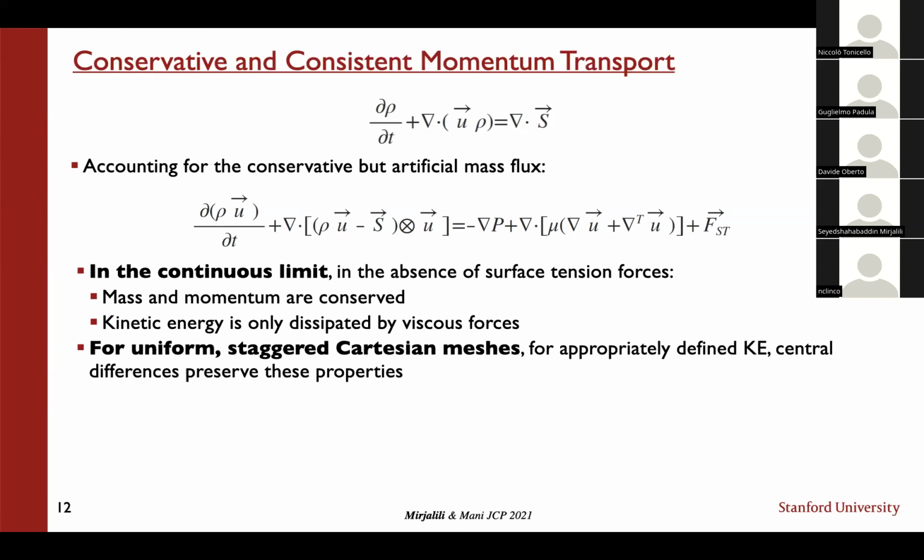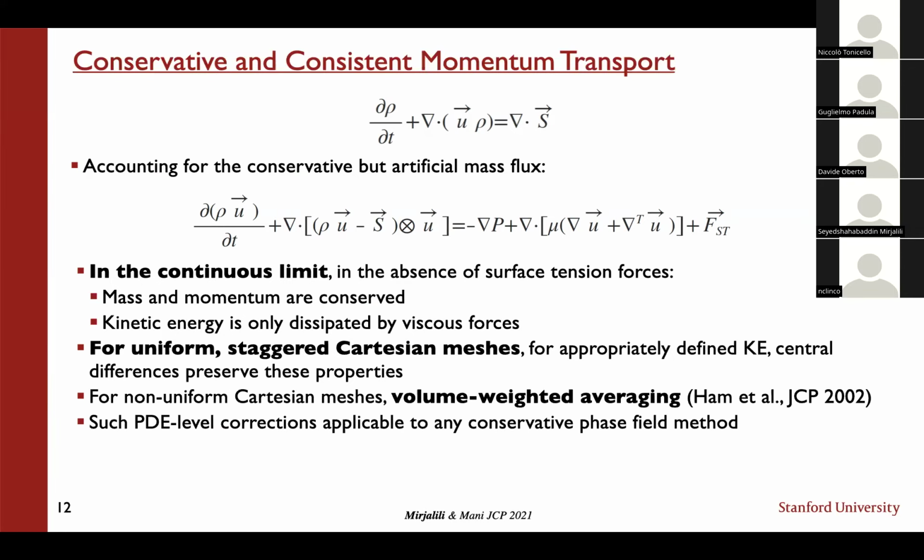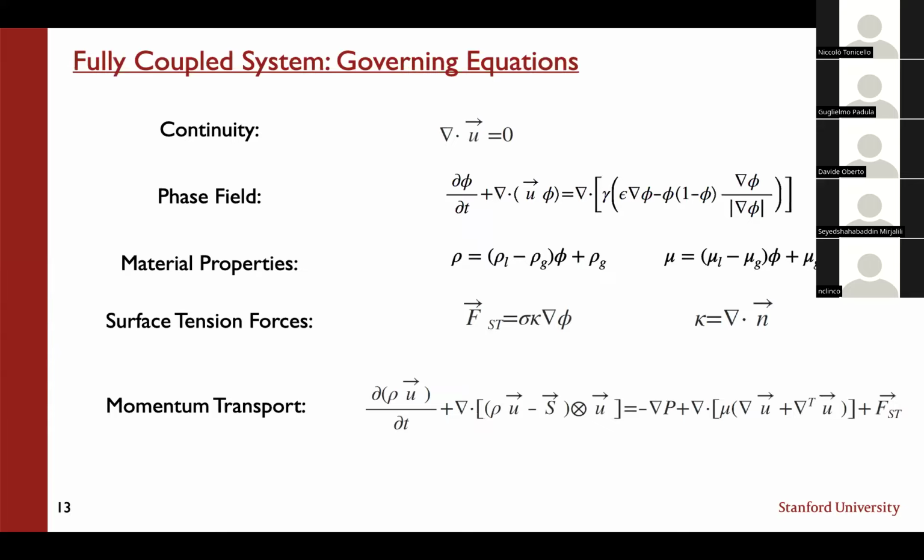And then, for uniform staggered Cartesian meshes, and even for non-uniform, stretched meshes, you can define a kinetic energy that is conserved in a discrete manner. And one of the points here is also that this PDE level correction, you can apply it to any phase field method that you can write in this form, right? So Cahn-Hilliard as well, they have to do this. Nowadays this is a well-known fact, but when we were writing this paper, it wasn't really an established point.